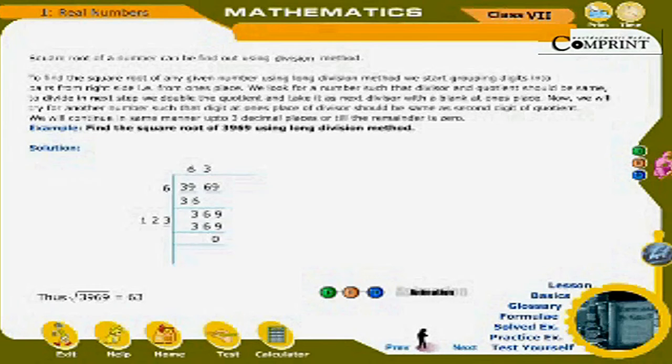Example, find the square root of 3969 using the long division method. The solution. Pair 39, 69 together, divide by 6. The quotient is 6, remainder is 3. Divide it by 123. The remainder is 0, the quotient is 3. Thus, under root 3969 is equal to 63.